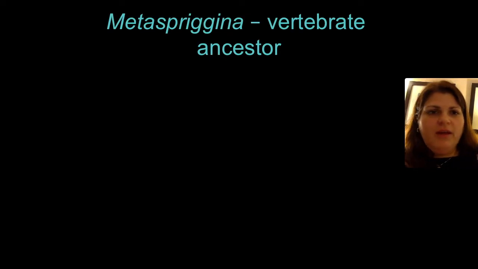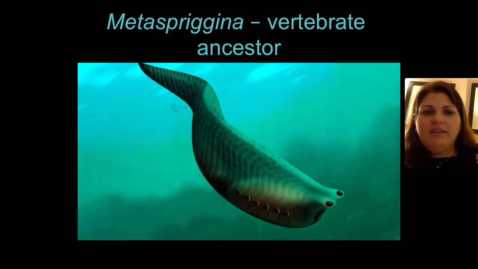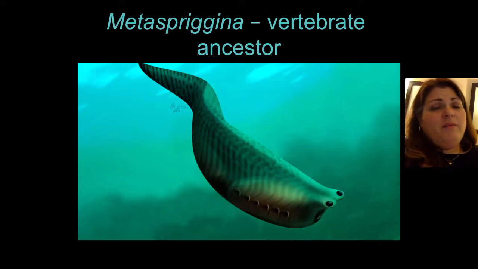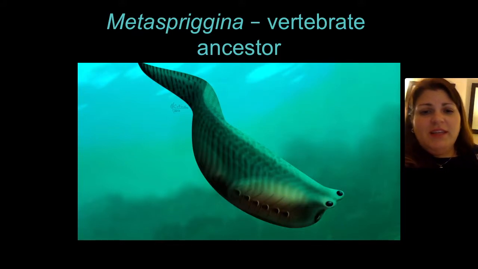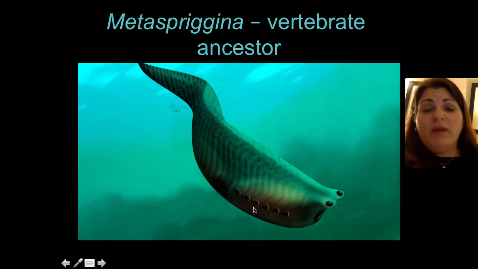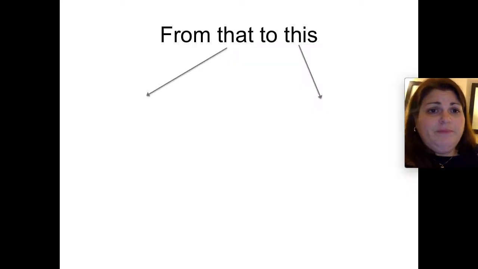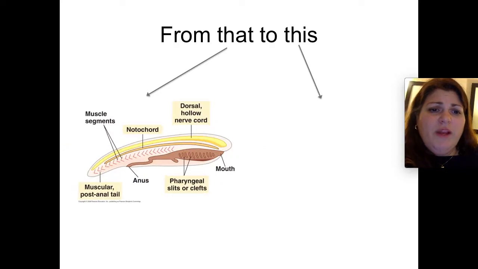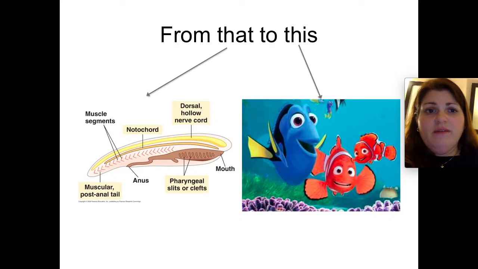So if we talk about it, the Metaspriggina is a fossil that they found. It looks like this. Well, this is what they think it looked like when it was alive. And we think this is one of the earliest chordates that might have had some of the traits that we see in vertebrates. You can see here we've got the gill slits that will become the gills and throat area for vertebrates. So we have a long way to go from that basic chordate to a fish that we think of.